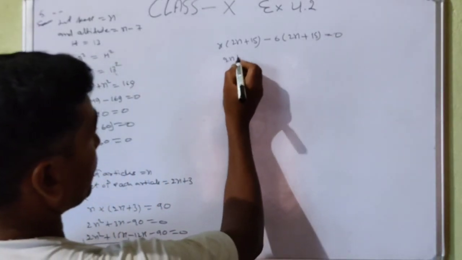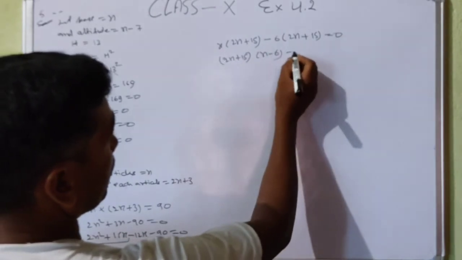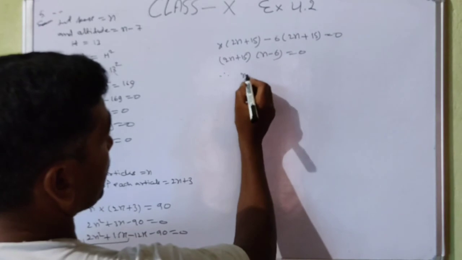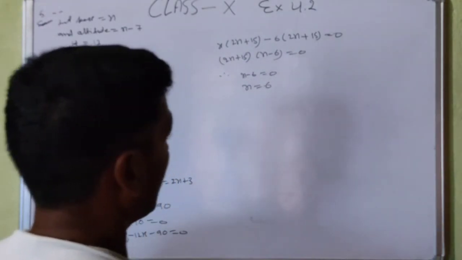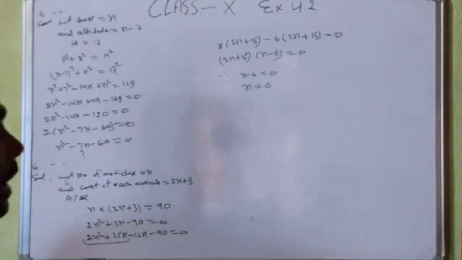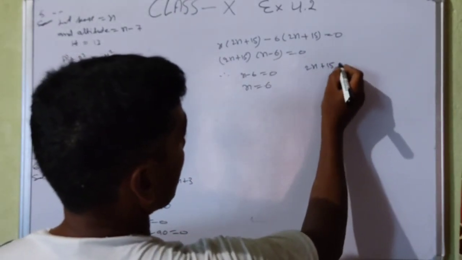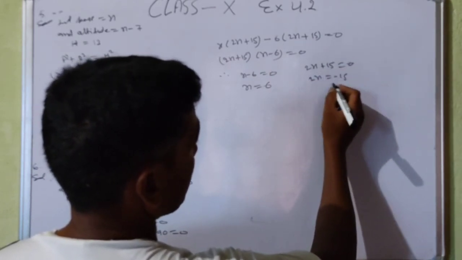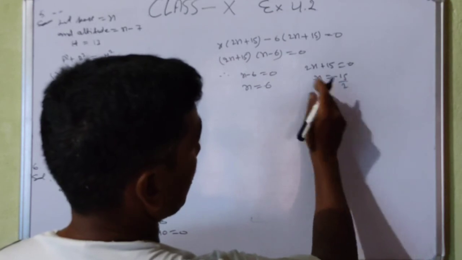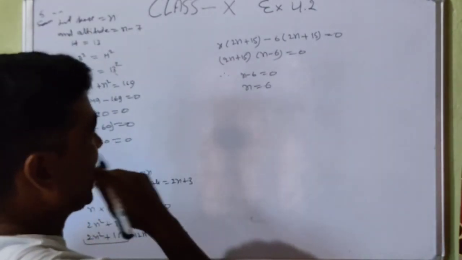So (2x plus 15) times (x minus 6) is equal to 0. So x is equal to 6. And then we can't take the other solution because it comes out negative, and the number of articles can't be negative. So that will not be an answer. So this is the actual answer.